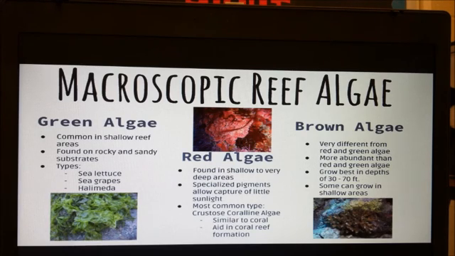Brown algae, the final type of algae, is very different from the other 2 types. It grows best in depths of 30 to 70 feet, although some have adapted to grow in shallow areas.